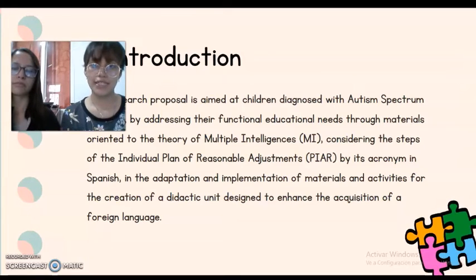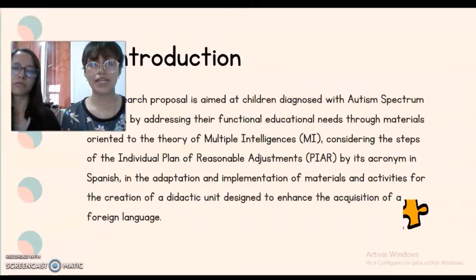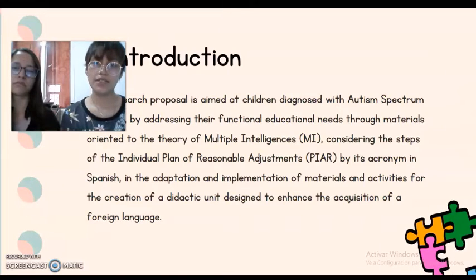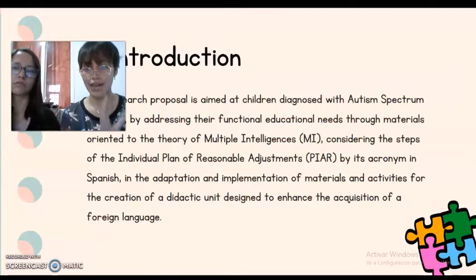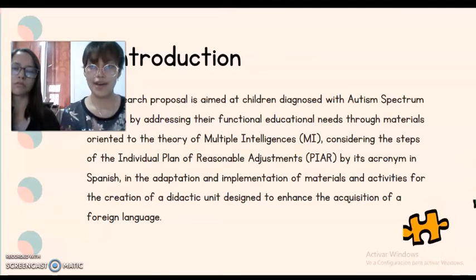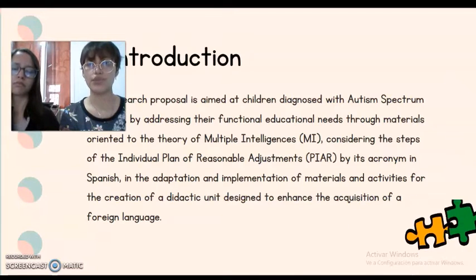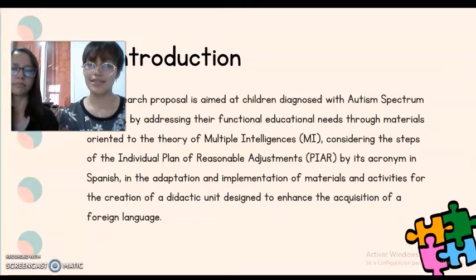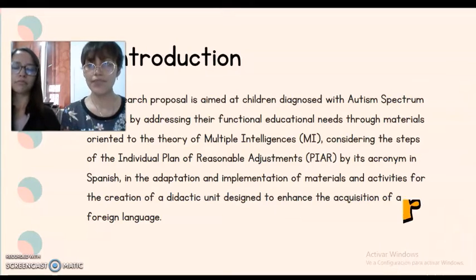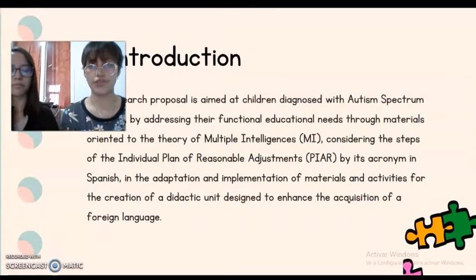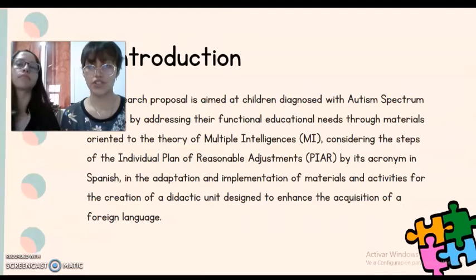That plan is a project made here in Colombia, and it gave us guidance in order to adapt the curriculum and the activities to children with educational needs. And at the end of our intervention, we plan to make a didactic unit that will contribute to the acquisition of the foreign language English.